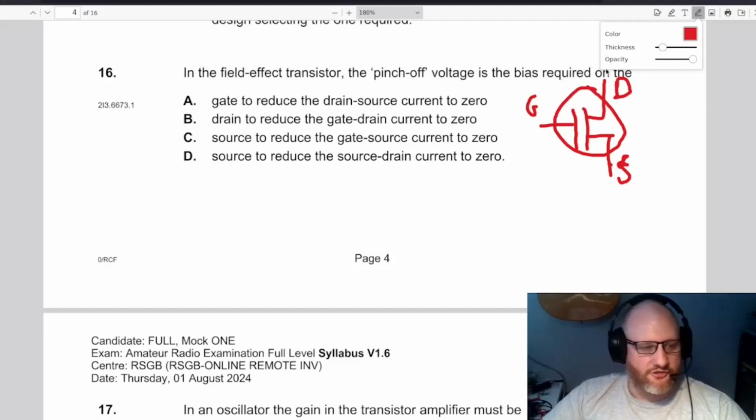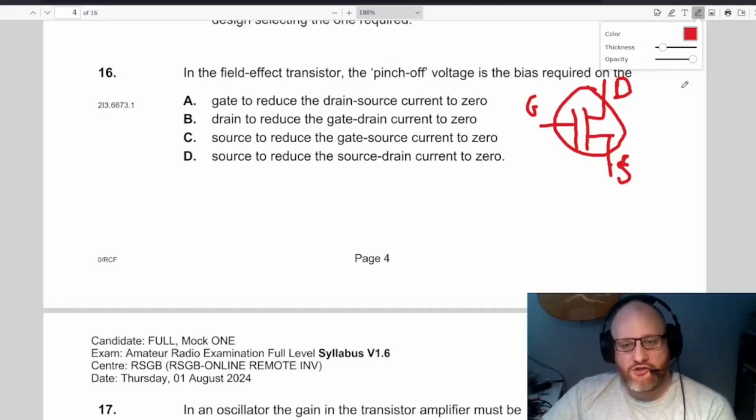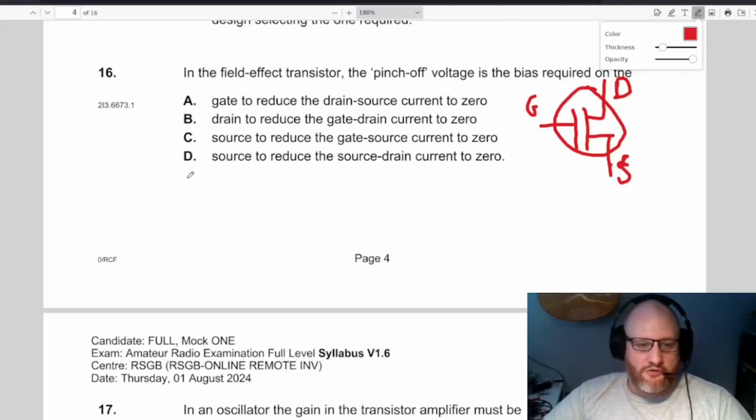So we can go through some of these answers and see if any of them make sense, just based on what we know from this symbol. Let's look at D. The pinch-off voltage is a bias required on the source to reduce the source drain current to 0. So we're talking about applying a voltage here to reduce the current that would flow from source to drain, but as we've already discussed, we apply a voltage at the gate to control the flow from the drain to the source. So that doesn't really check out with what we know. Let's strike that one off for now.